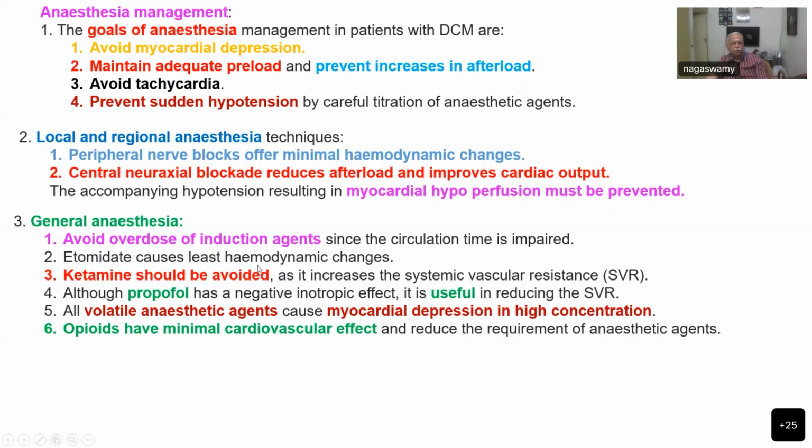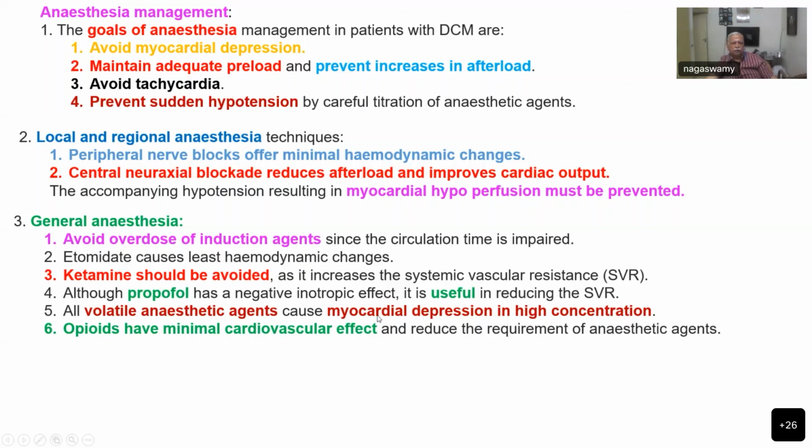Etomidate causes least hemodynamic changes. Ketamine should be avoided as it increases SVR. Propofol has a negative inotropic effect but is useful in reducing the SVR. If you give it in a judicious manner, you can definitely use it. A combination of these two, that is ketamine and propofol, ketofol, may be a good choice because it will improve the analgesia, and the ill effects of propofol can also be counteracted.